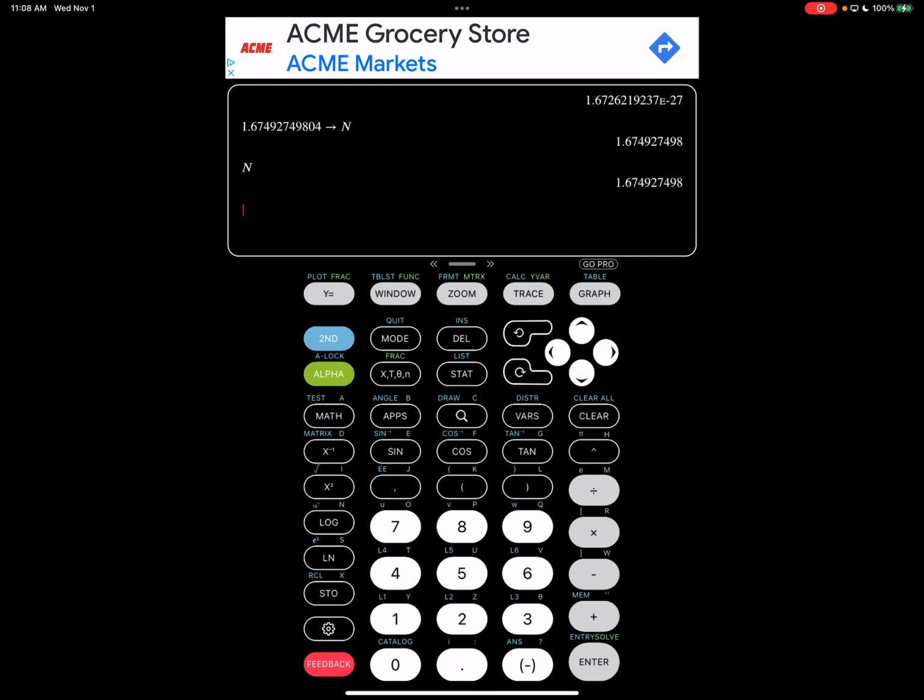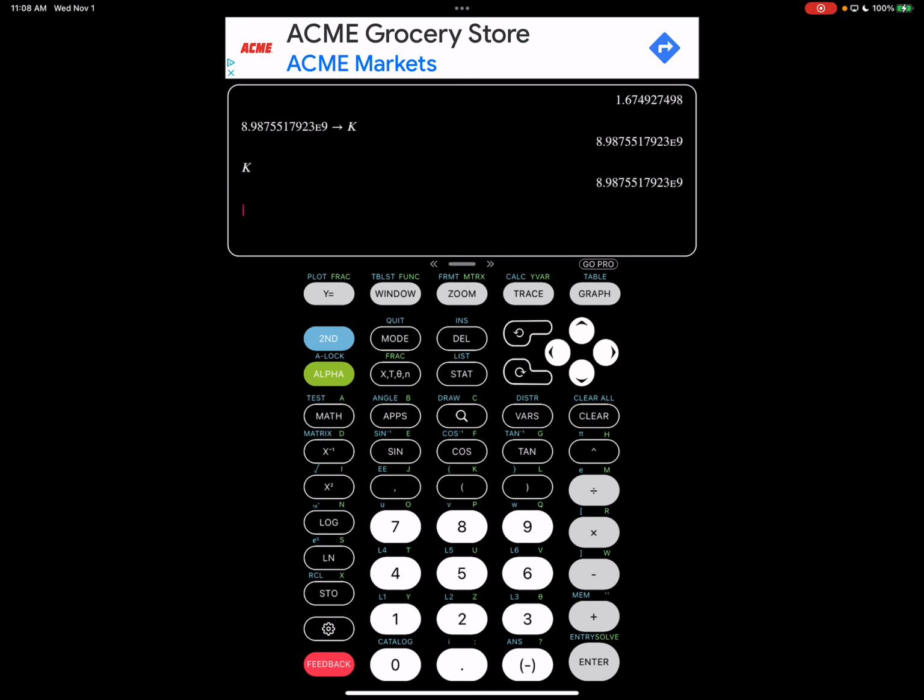Next, we want to do the Coulomb constant, which is 8.9875517923 times 10 to the 9th, so second comma, 9. And we want to store that as K, so alpha, open parentheses, which is K. And now whenever we want K, we can just hit that on our calculator and we have it.